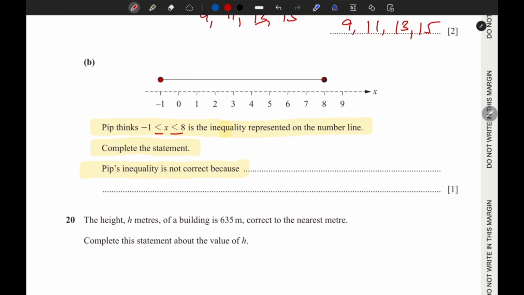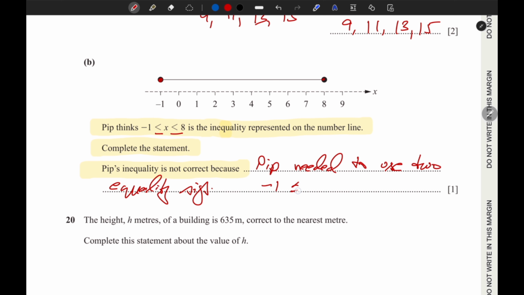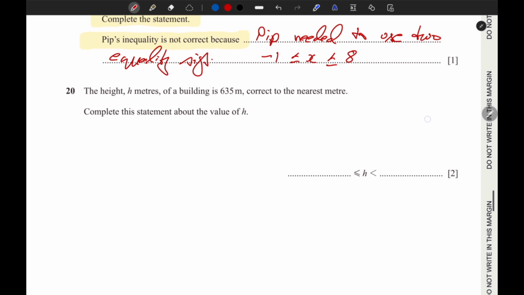Okay, so you can write Pip needed to use the two equality signs. It should be like this: minus 1 should be less than or equal to x, and x should be less than or equal to 8. So this should be the answer.